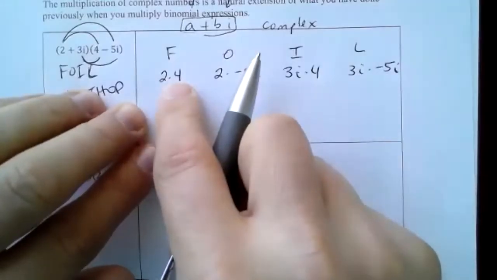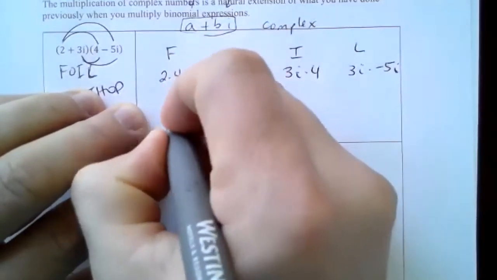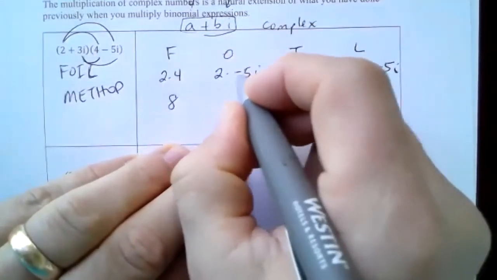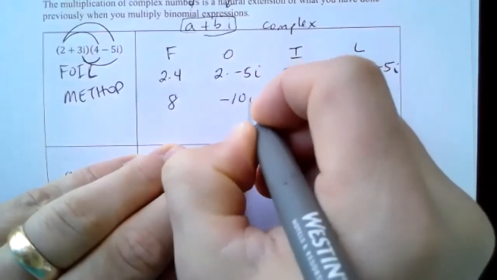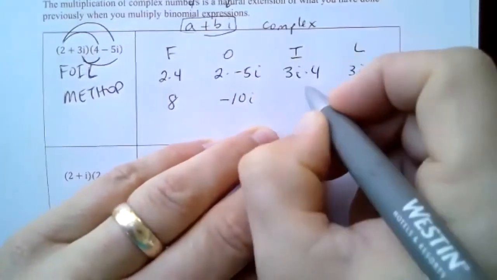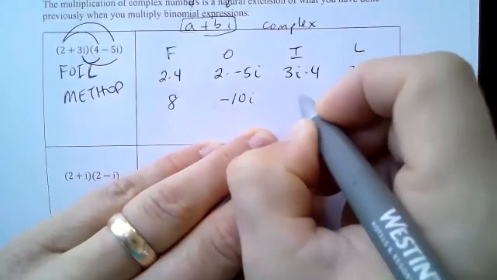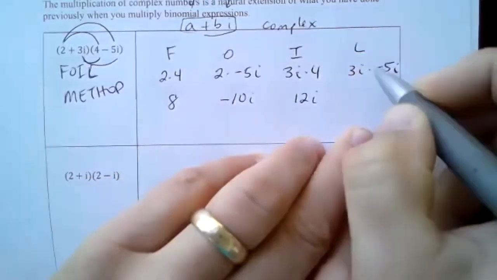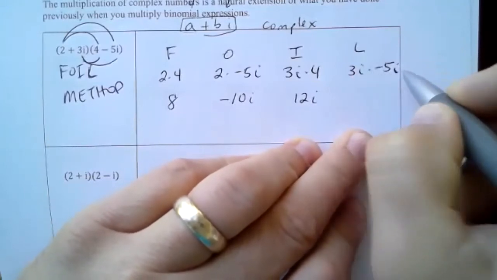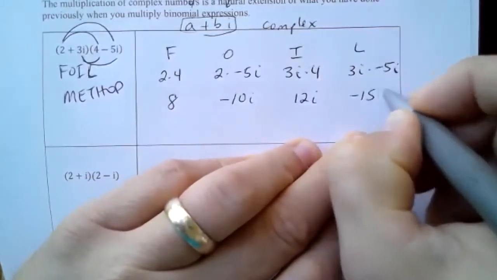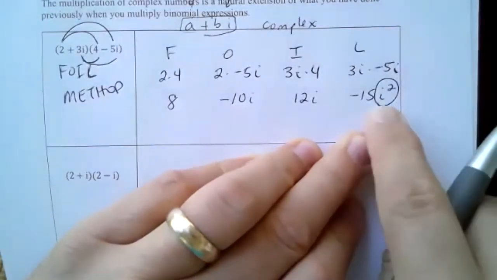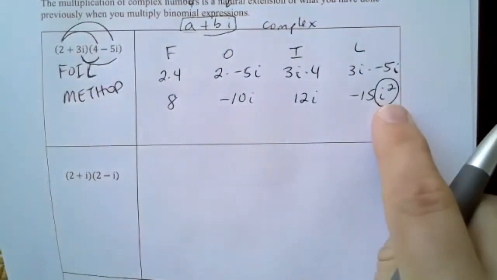All right? So now let's check this out. So F is 2 times 4, which is 8. O is 2 times negative 5i, which is negative 10i. And then I is 3i times 4, which is 12i. And then the last term is 3i times negative 5i, which is negative 15i squared. Now this is important right here, okay? Remember, i to the first power was i, but i to the second power is negative 1. Okay, go back to your chart and let's look at that.